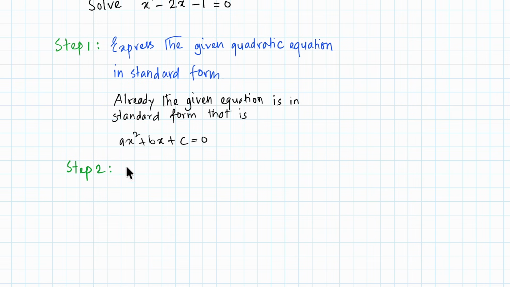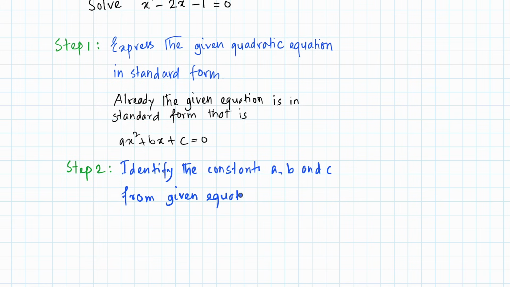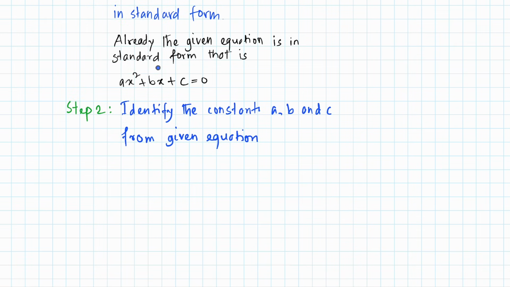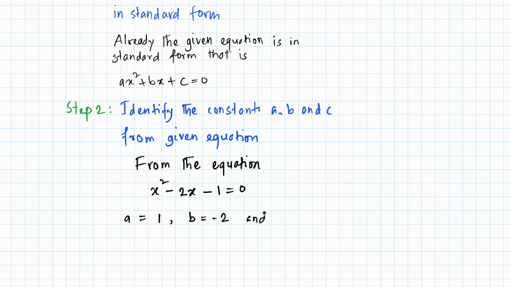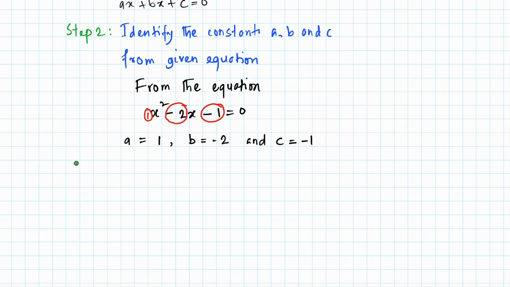Now step 2, identify the constants a, b and c from the given equation. So from the equation x square minus 2x minus 1 equal to 0, a is equal to 1, b equal to minus 2 and c is equal to minus 1. So we have identified the constants with the proper sign.